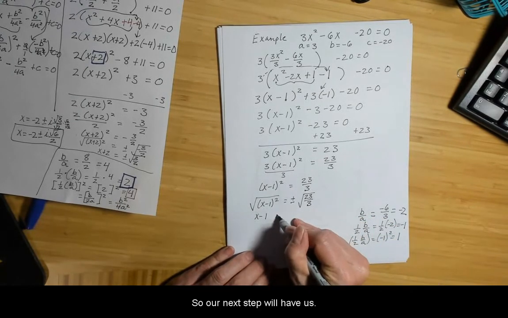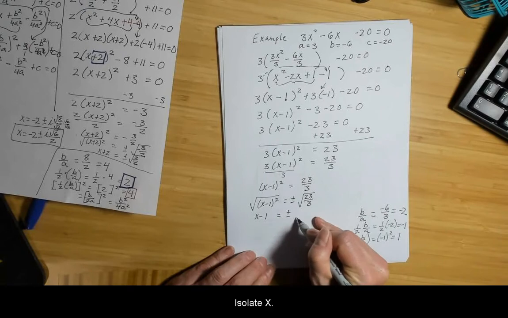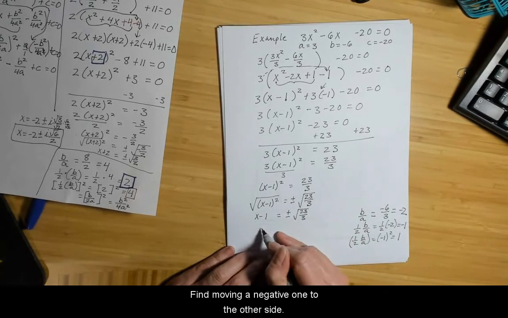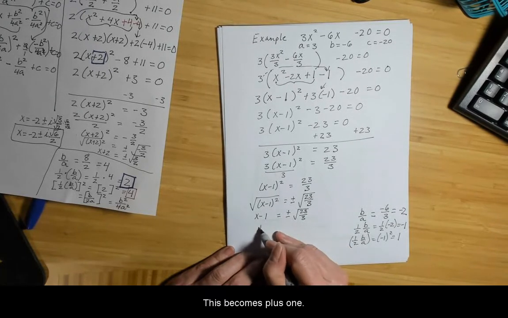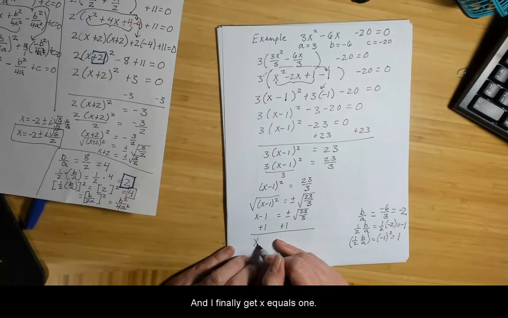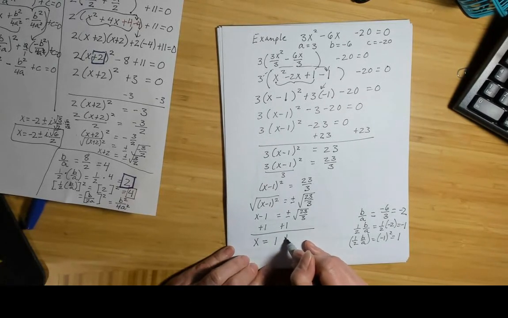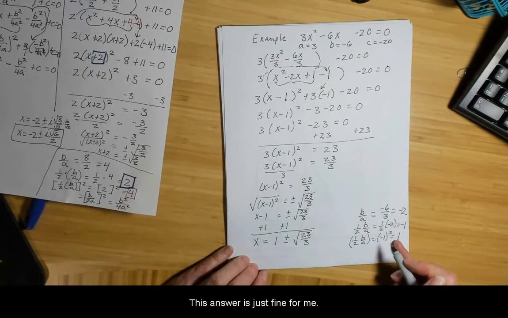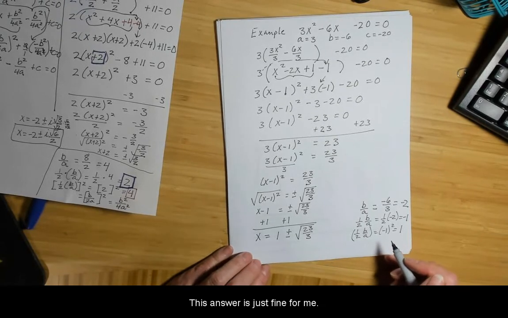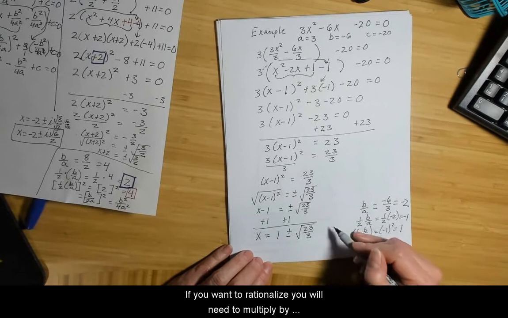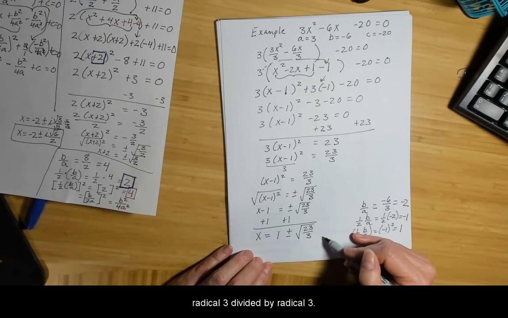So our next step will have us isolate x by moving the minus 1 to the other side. This becomes plus 1, plus 1, and I finally get x equals 1 plus or minus the square root of 23 divided by 3. This answer is just fine for me. If you want to rationalize, you will need to multiply by radical 3 divided by radical 3.